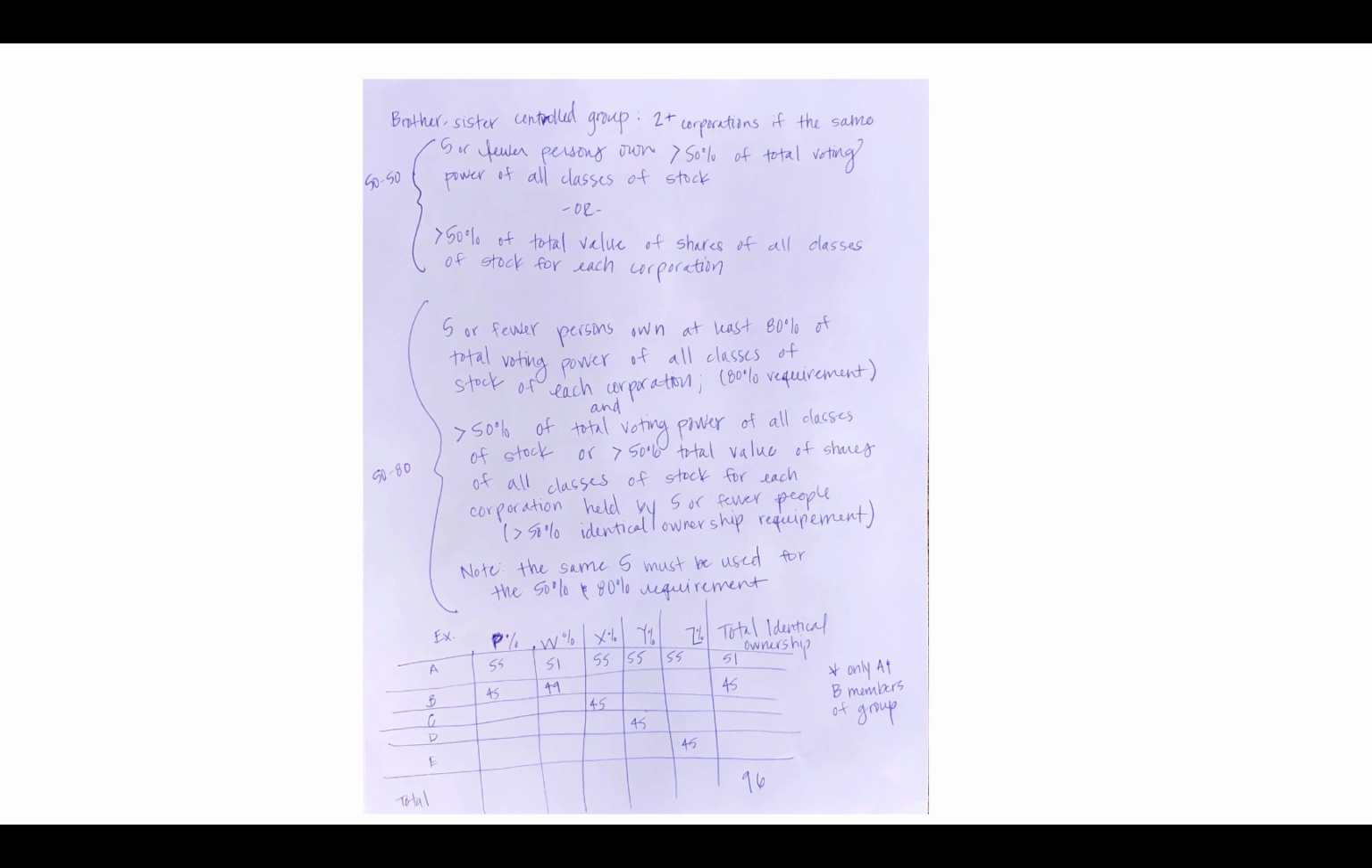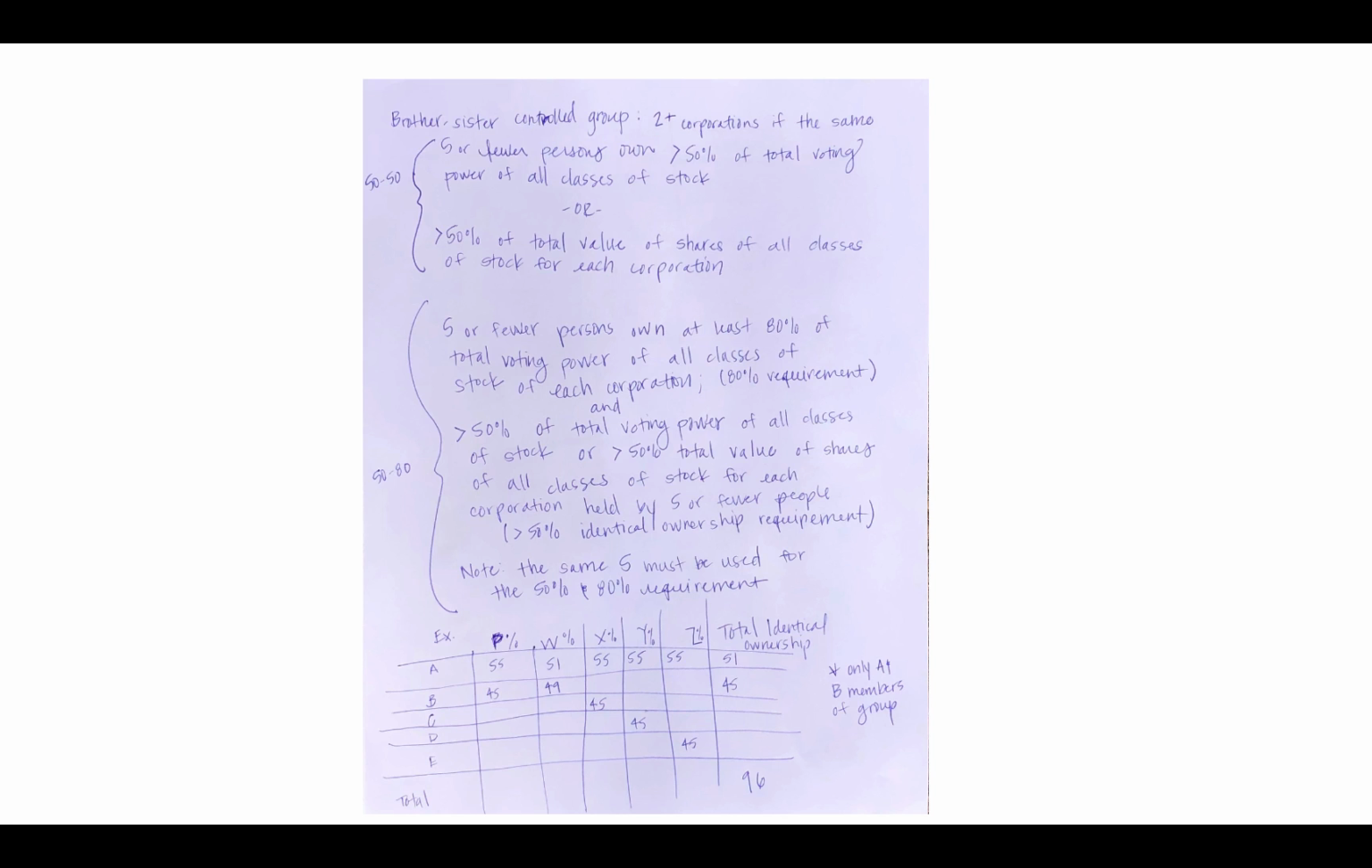So P Corporation, for example, is owned 55% by A, or excuse me, 45% by B. And so on as we go through this, right? So it should all add up to 100% at the bottom. So 55 plus 45 is 100. On the right side, we're looking at total identical ownership of the shareholder in all the corporations. So A owns 55% of every corporation but W. And in W, A owns 51%. So the total identical ownership of each corporation is 51%. A owns at least 51% of each of those corporations.